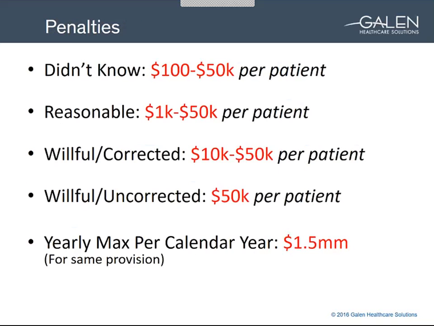So in terms of penalties, these generally haven't changed a whole lot. They were clarified a little bit.